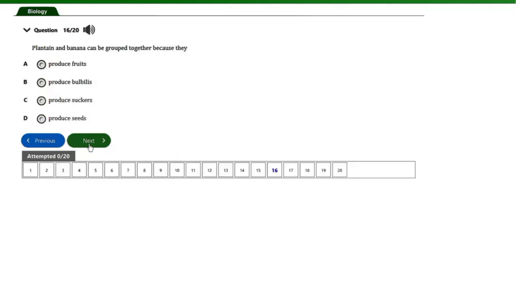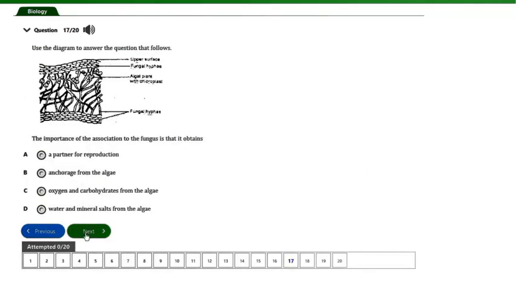The suckers are a kind of vegetative shoot that grows from the base of the plant or from the roots. So they are a form of asexual reproduction that allows the plants to produce new individuals without the need of seeds. So let's look at the next question.